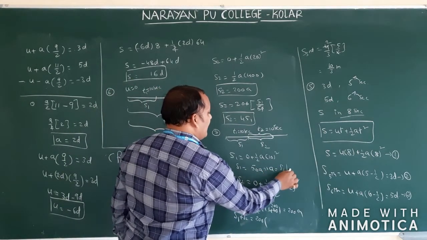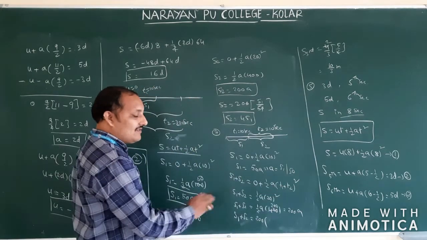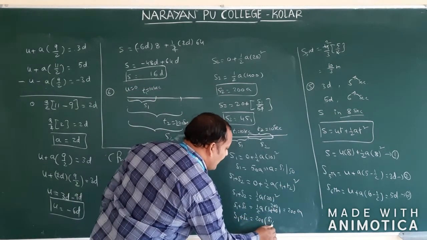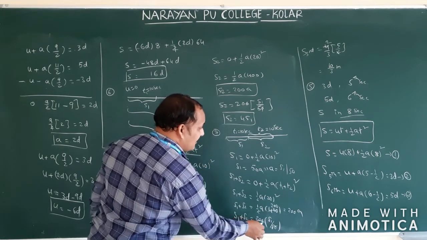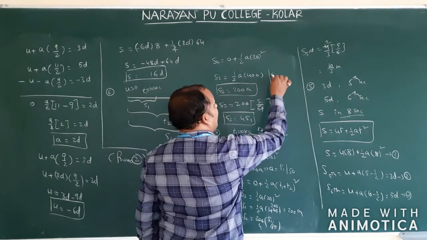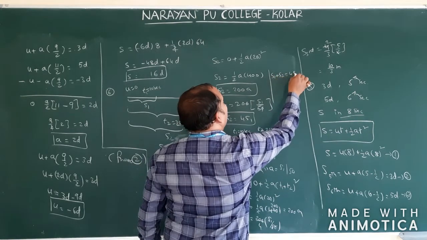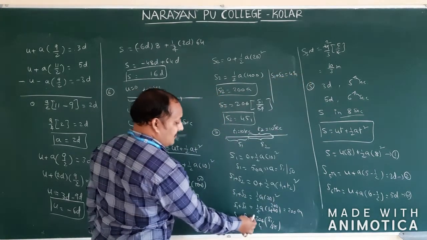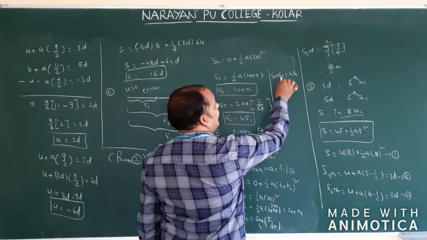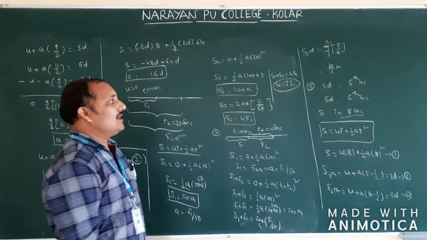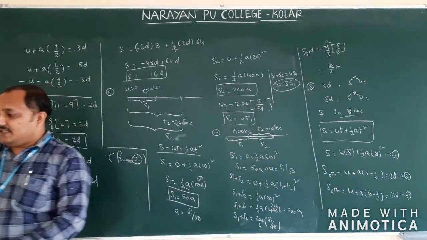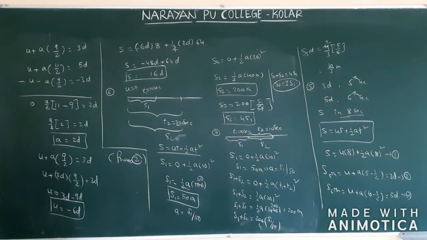A is equal to S1 by 50 because they are asking S1 S2 relation. So S1 by 50. How many times it will be cancelled? 4 times. S1 plus S2 equal to 4S1, 4 into S1. Isn't it? Then S2 is equal to 4S1 minus S1. That is nothing but 3S1. Small change. See the change in the answer.